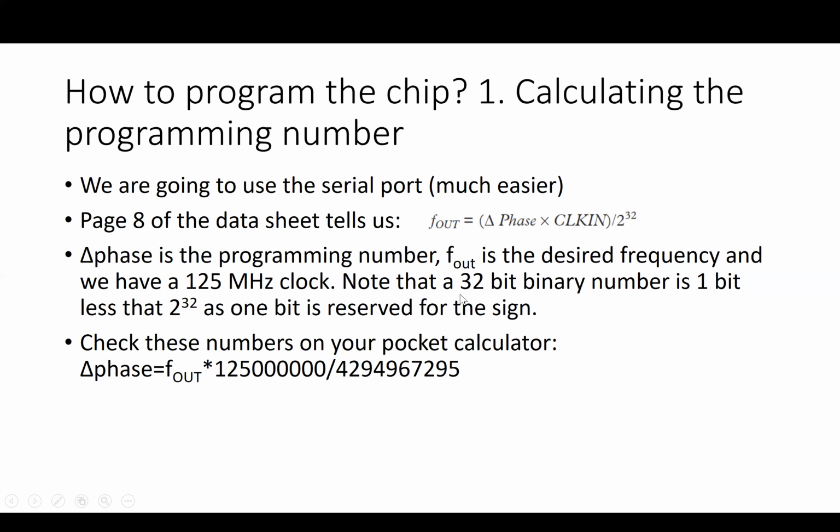Okay. As I said before, 32-bit binary numbers, 1 bit less than 2 to the power 32. So here is 2 to the 32 minus 1. Check it on your calculator. 125 megahertz. I hope there's 6 zeros here. Multiply by the desired frequency out. And this is the number that we are going to have to pass to that data register to program the chip.